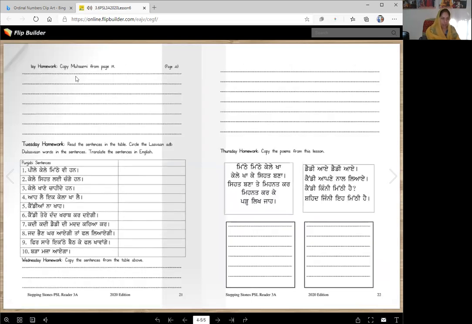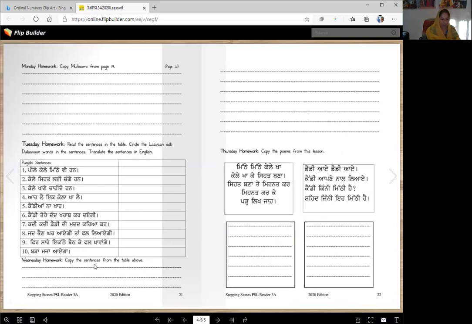For Monday homework, you will copy the Moharni from the previous page here. That one. Okay? Tuesday homework, these are the same sentences. You will read the sentences. You will circle the Lama and the Lama words in the sentences and then write their English translation. This will help you understand Punjabi better.